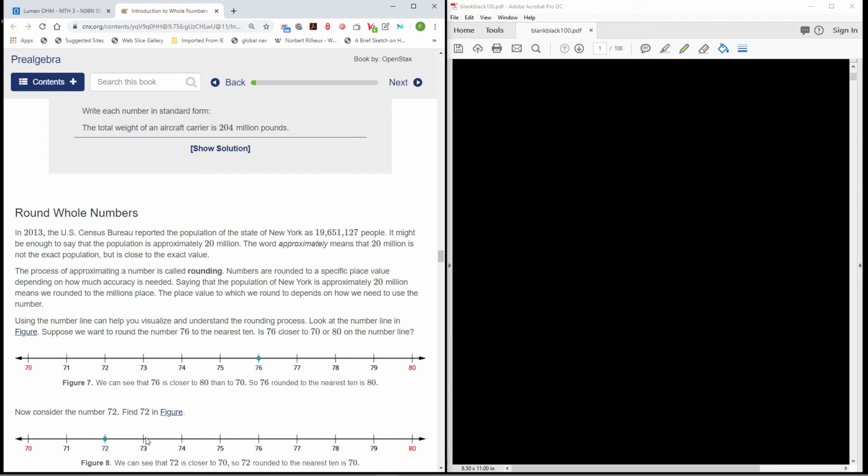Now we're going to look at the idea of rounding numbers. Using a number line can help you visualize the rounding process. Look at the number line in the figure. So you want to round the number 76 to the nearest 10. Is 76 closer to 70 or 80 on the number line? So there's 76. It's closer to 80. So the nearest 10 would be 80.